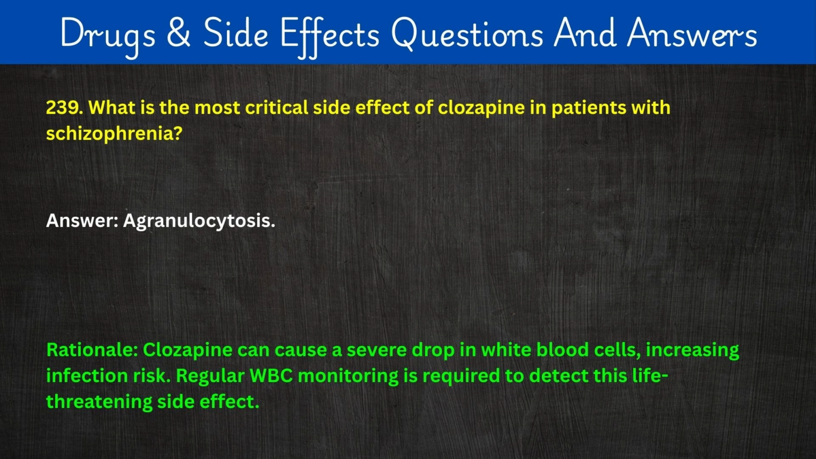239. What is the most critical side effect of clozapine in patients with schizophrenia? Answer: agranulocytosis. Rationale: clozapine can cause a severe drop in white blood cells, increasing infection risk. Regular WBC monitoring is required to detect this life-threatening side effect.